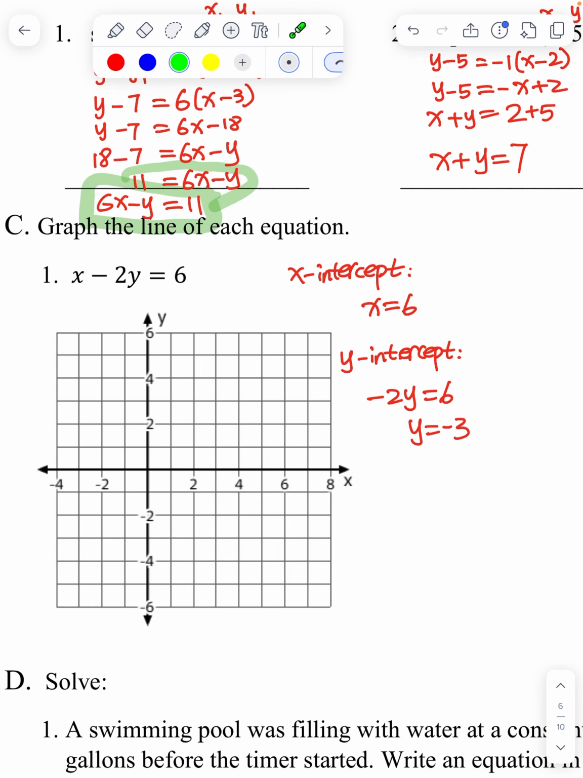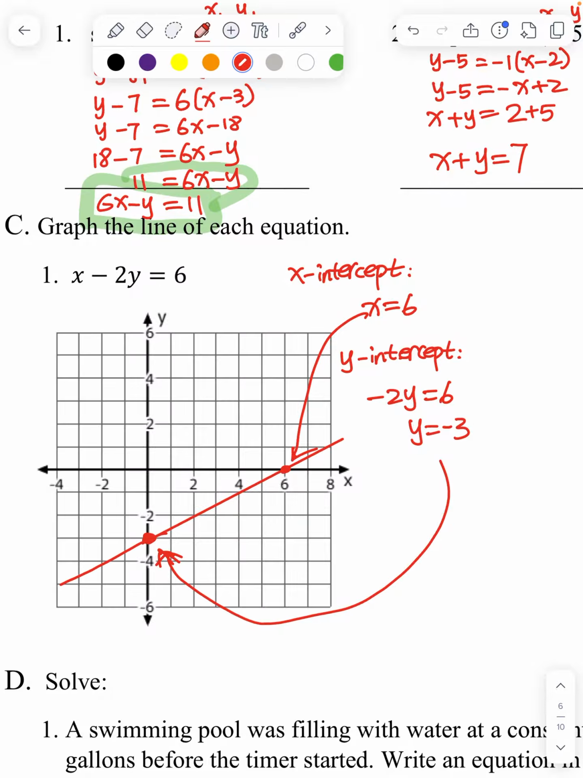So x equal to 6 is right here, this point. Y equal to negative 3: 1, 2, 3, right here. So y equal to negative 3 is right here, this point. Now let's connect these 2 points. Make it a little longer. Yeah, so this is the graph.